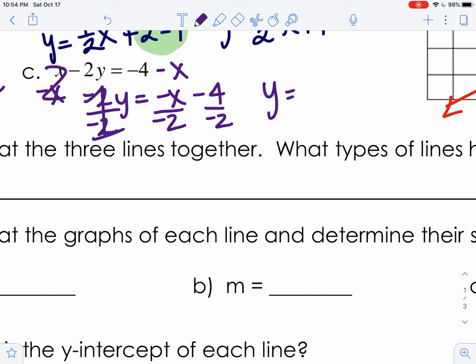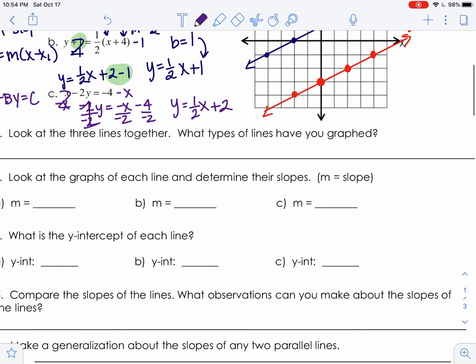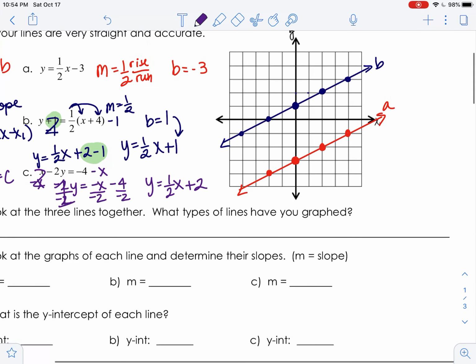This becomes a 1, and you're left with y equals, a negative divided by a negative is a positive, so we got our 1/2 x. A -4 divided by a -2 is going to be a positive 2. Our slope is 1/2. Our y-intercept is 2. So we come over here to our 2, and we go up 1 over 2. Up 1 over 2. Going the other way, down 1 over 2. And down 1 over 2.